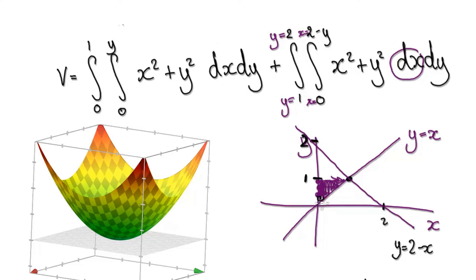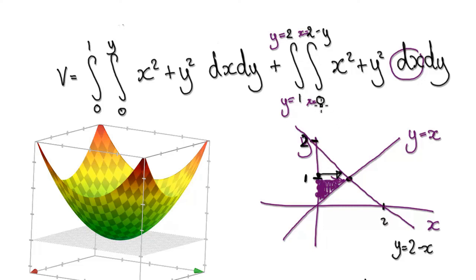Start at 0, stop at the line. But it's saying scan from y equals 1 to 2. So it's saying scan like this from y equals 1 to 2. So what it's saying is this: start at 0, stop at the line, but scan from 1 to 2.